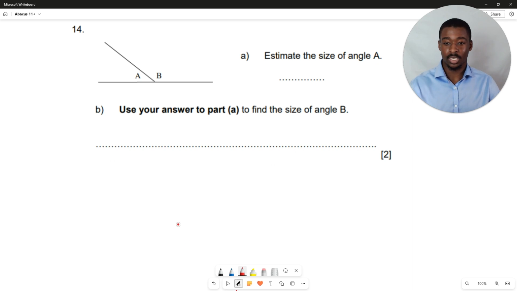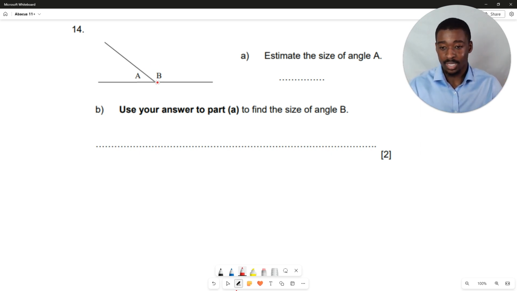Now here for question 14, we have to use some of our knowledge about angles. So let's try and work it out. Part A, estimate the size of angle A. So here, there's no real exact correct number because we have no values. But saying that, there is a range of values that will be acceptable.